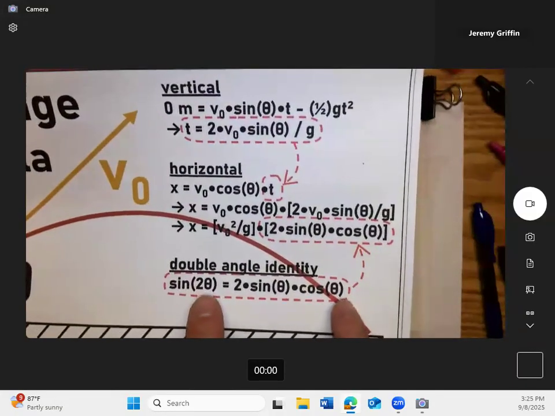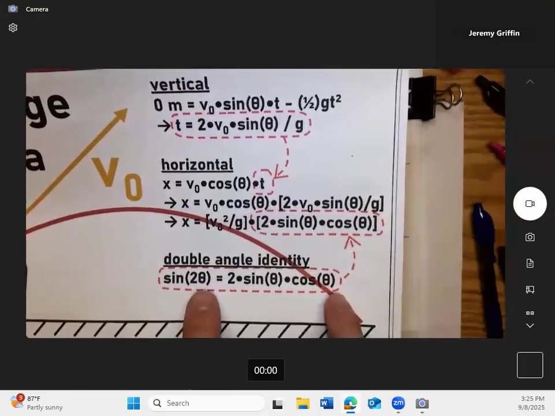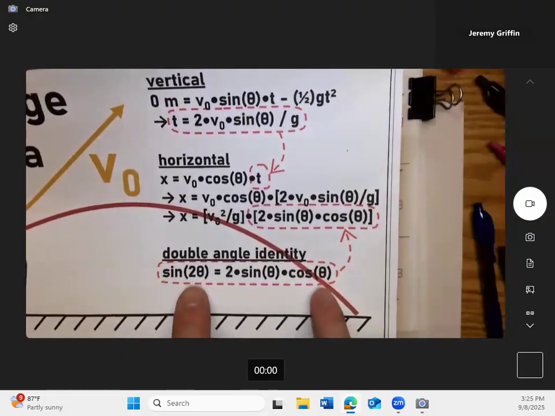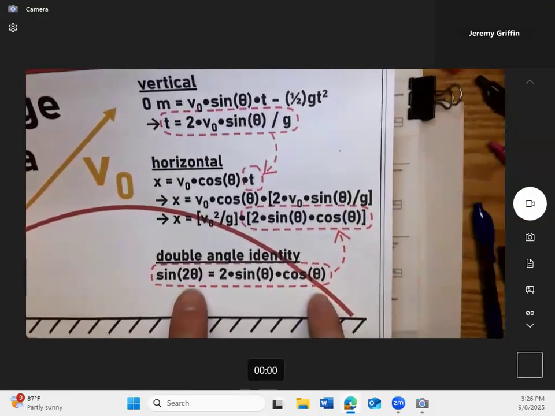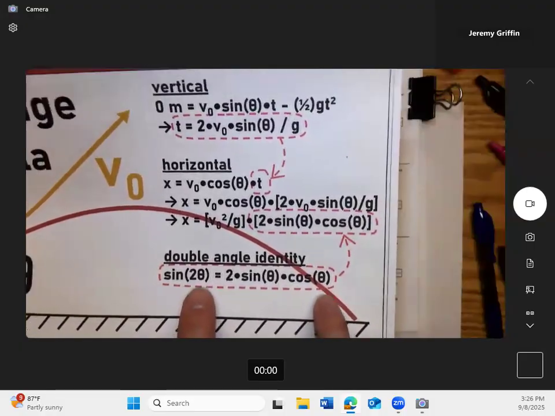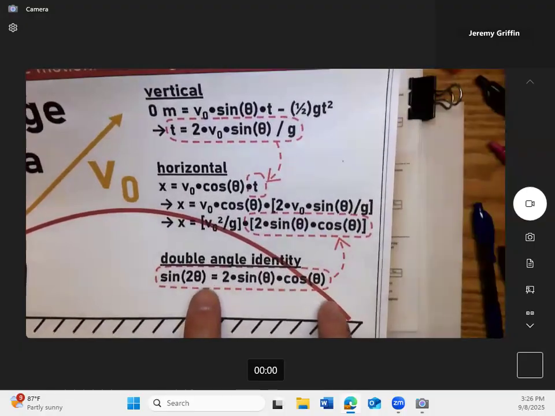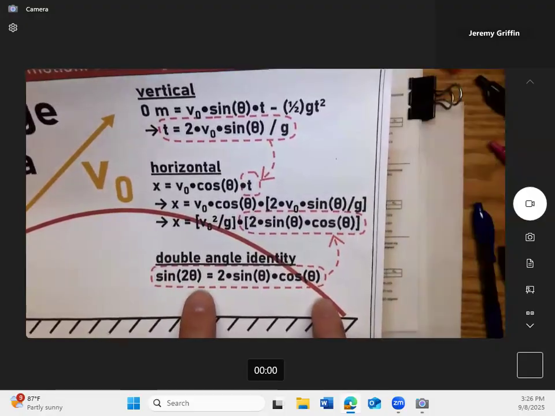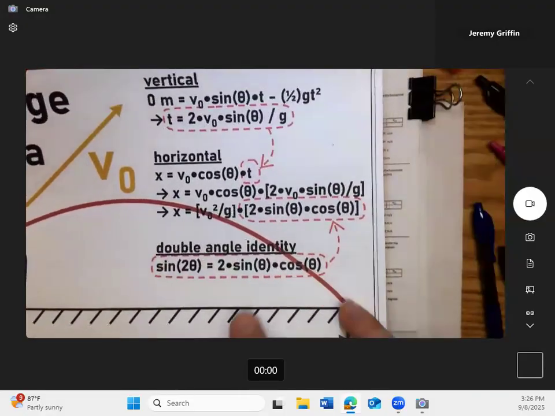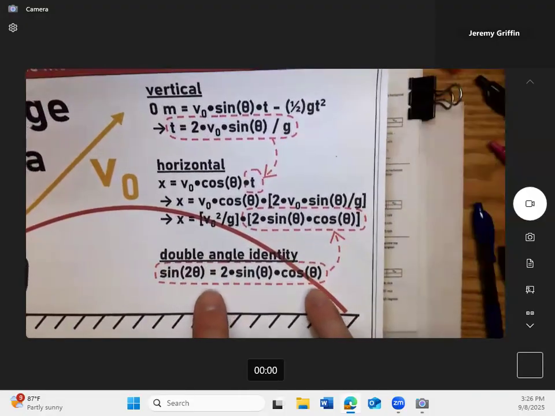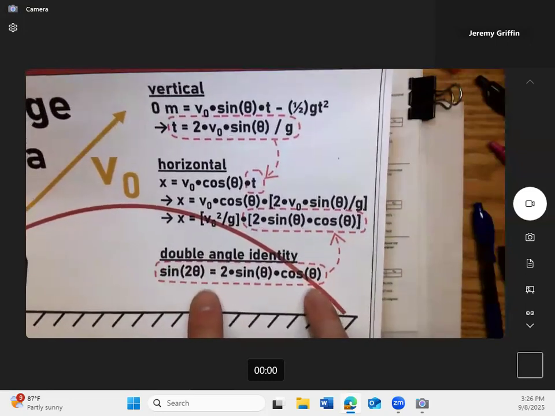Does this look familiar from the math class? Okay, show of hands. How many of you guys have ever seen this double angle identity? Sine of 2 theta equals 2 sine theta cosine theta? Who's ever seen that in their lives? Nobody? Nobody? Oh, man. Okay. Maybe they just don't teach that in math anymore. I don't know. Right. But this is nice to know.